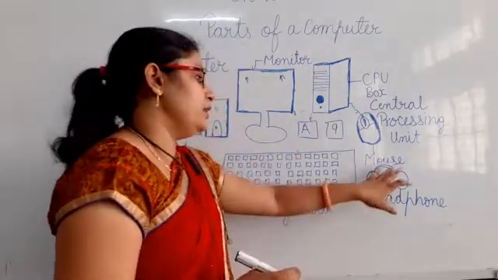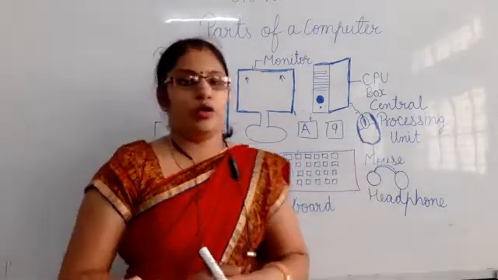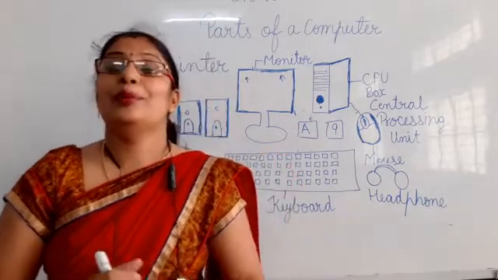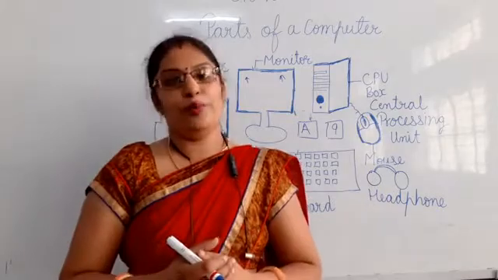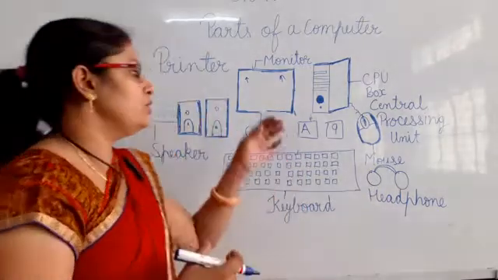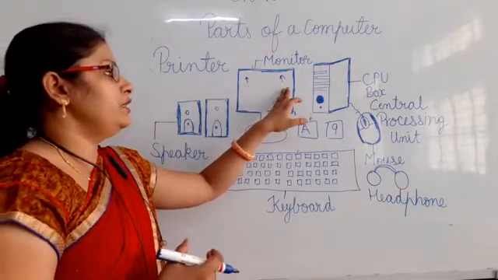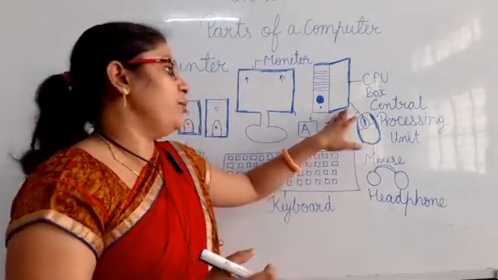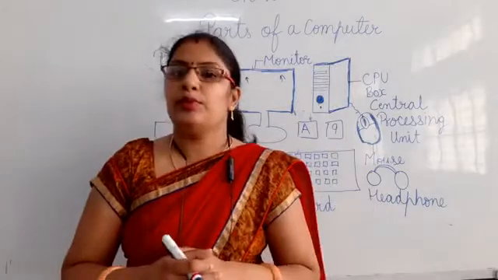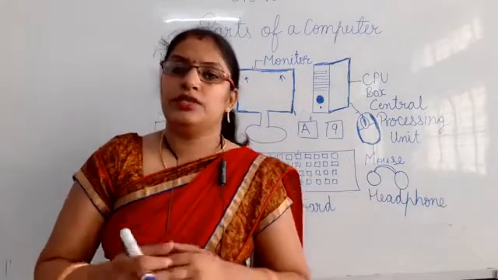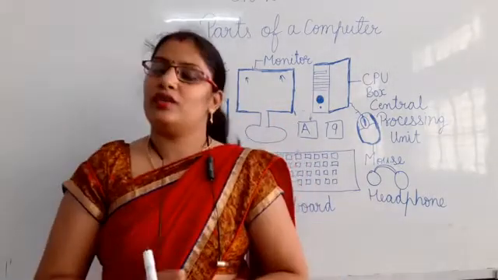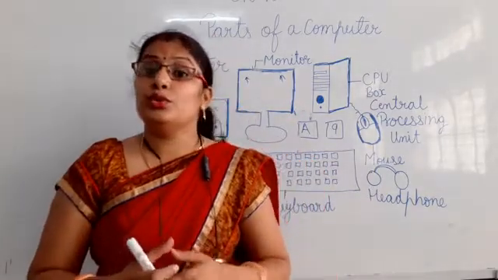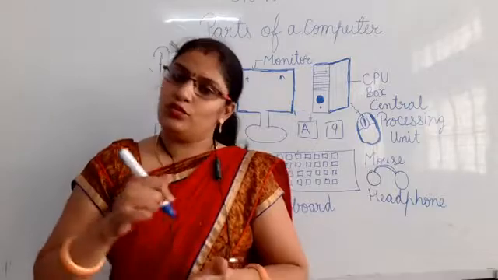Then next part is mouse. Mouse is a pointing device. It is used for playing games and drawing pictures. And it is also used for moving the mouse pointer. Okay. Then next part was CPU, Central Processing Unit. It is called the brain of computer. It helps computer to think and to work.